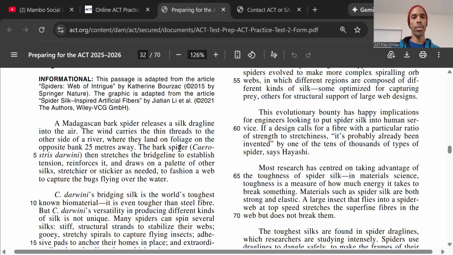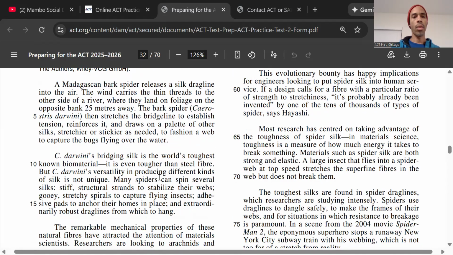All right, the bark spider then stretches the bridge line to establish tension, reinforces it, and draws on a palette of other silks, stretchier or stickier as needed, to fashion a web to capture the bugs flying over the water. Interesting. C. Darwini's bridging silk, that's the bark spider, is the world's toughest known biomaterial. It is even tougher than steel fiber, really.